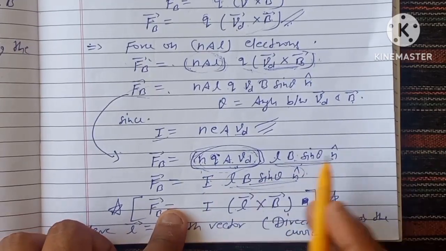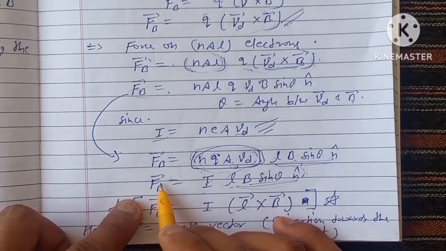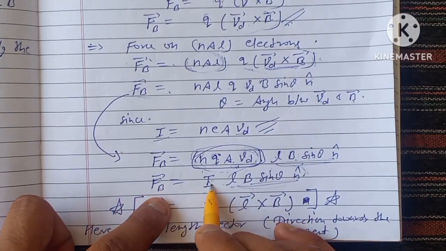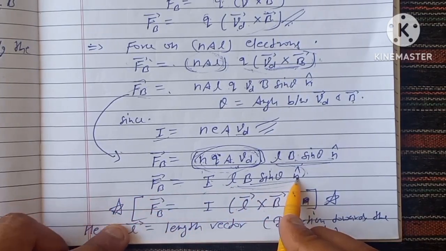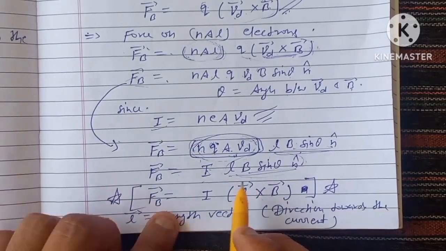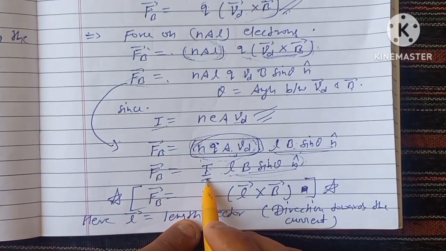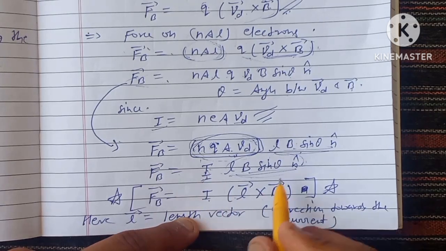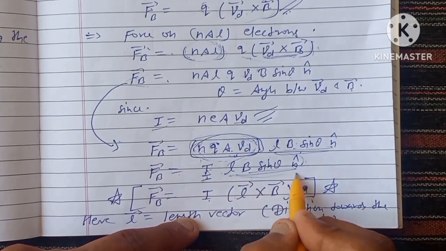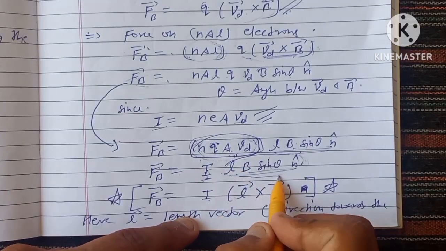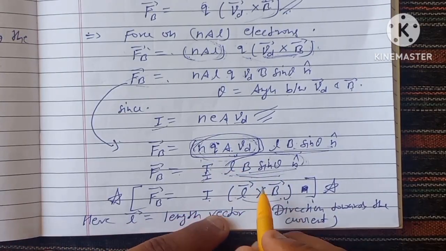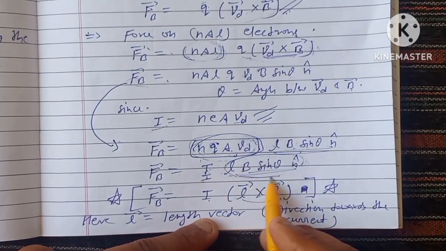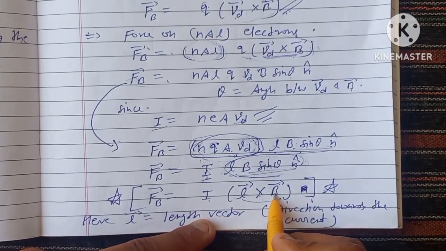So I can replace this term with I because this is nothing but the current and other quantities are same. Then the expression of my force comes out to be FB vector is equal to I LB sin theta n cap. Now since I is the current and current is a scalar quantity, I will put it outside, and I have written this expression in vector notation, that is L vector cross B vector. This is nothing but the cross product of L vector and B vector.